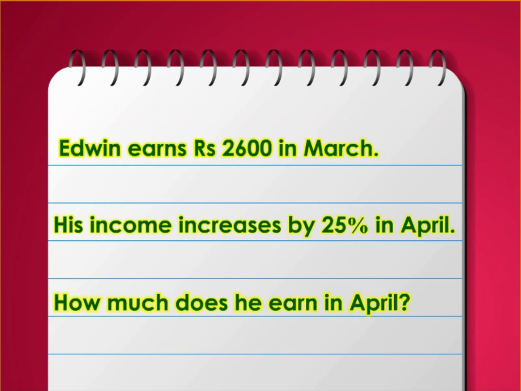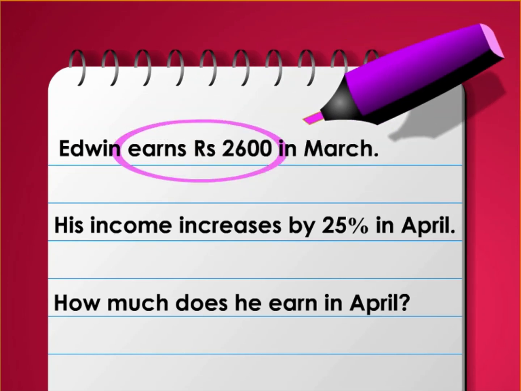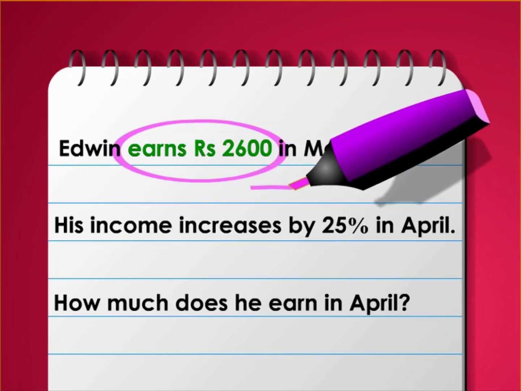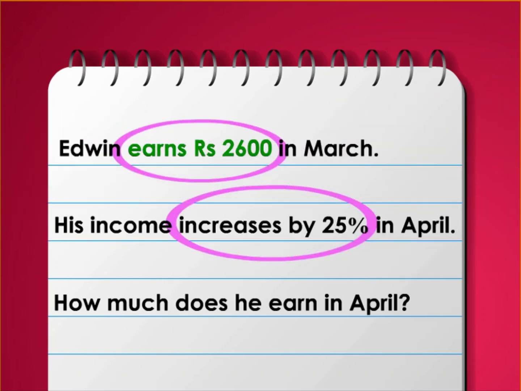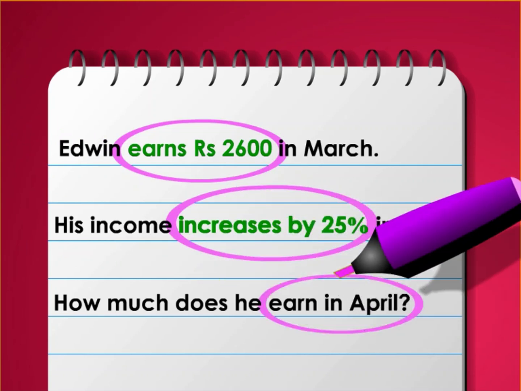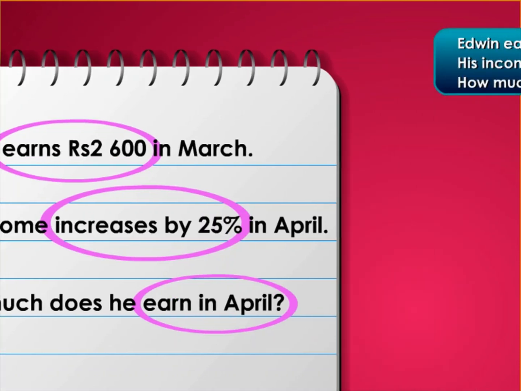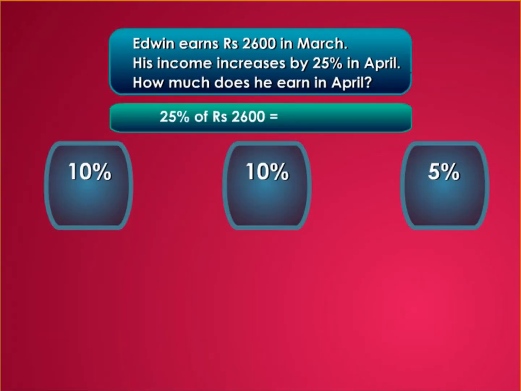Let us circle the clue in each sentence. What is the clue in the first sentence? Good. He earns 2,600 rupees. What about the second sentence? Yes, increases by 25%. What do we need to find? Good. We need to find how much he earns in April. Let's find the value of 25% first.